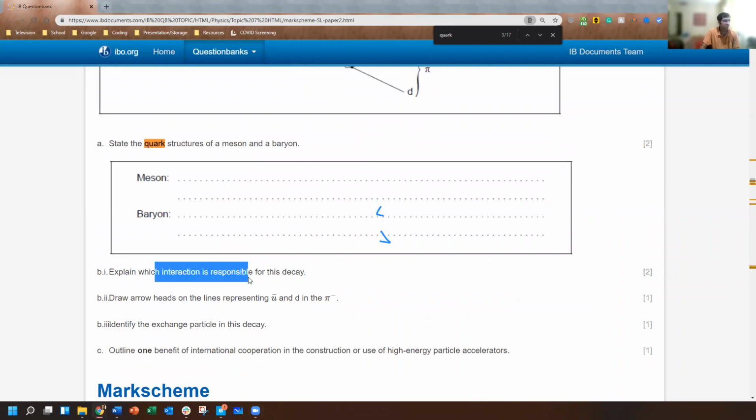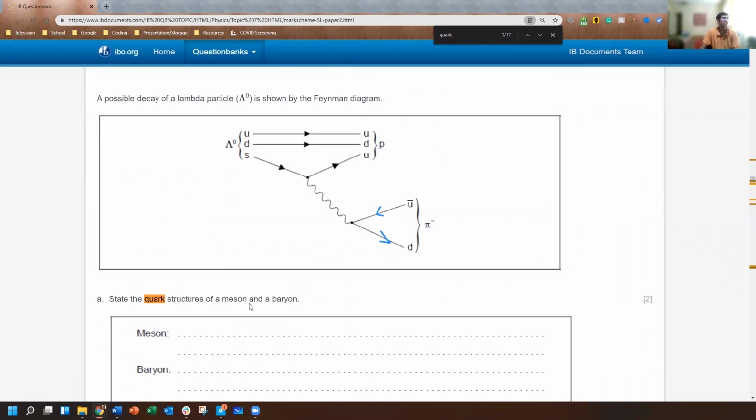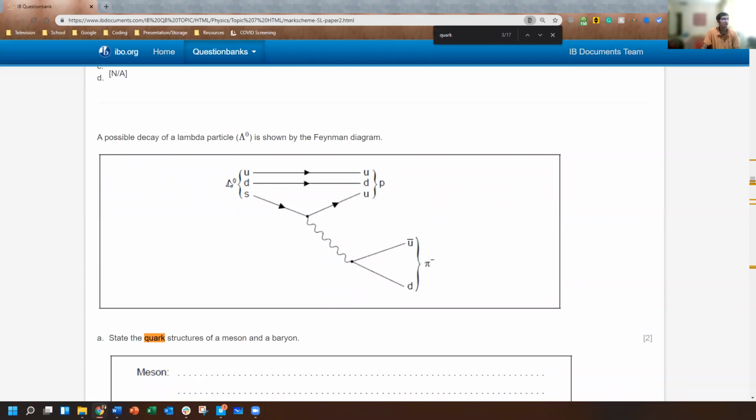Okay, so interaction was weak interaction. Now we have to identify the exchange particle. So as we said, strange, according to our chart, is negative 1/3. This is positive 2/3. So this is, did I say W plus before? If I said W plus, that's probably wrong. I think I got that wrong. I think that it has to be W minus.